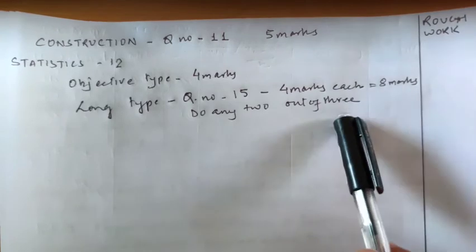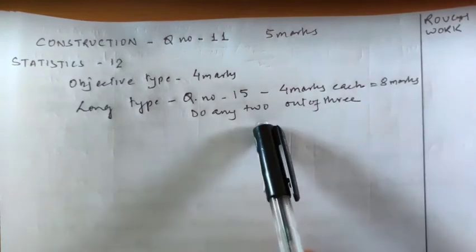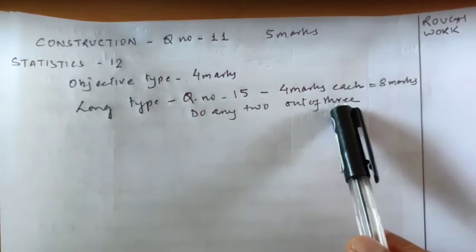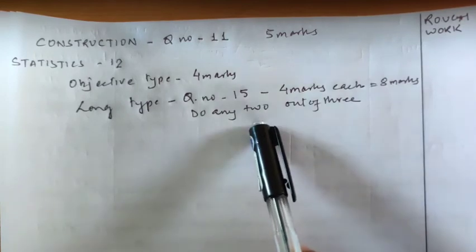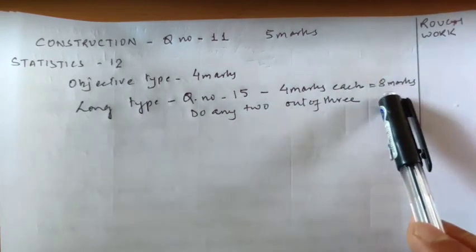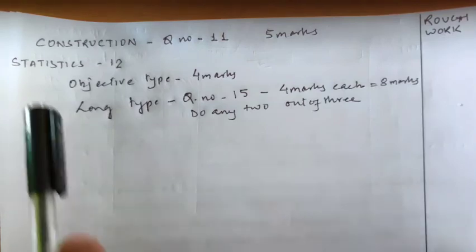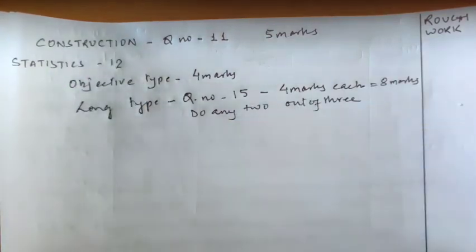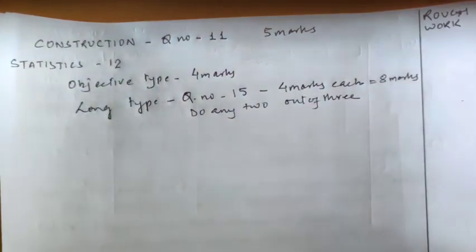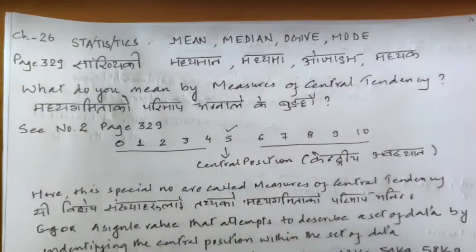That means you'll have 3 questions. Out of 3 you'll do only 2. In long type you'll have 3 questions. Out of 3 you'll do any 2, and they'll have 4 marks each, and the total marks will come to 8 marks. So your total statistics is 12 marks, and it's very easy, and this is a very scoring topic. Okay, let's come back to our main topic.